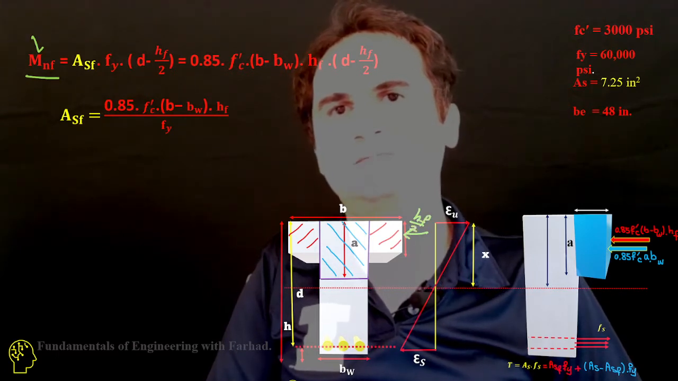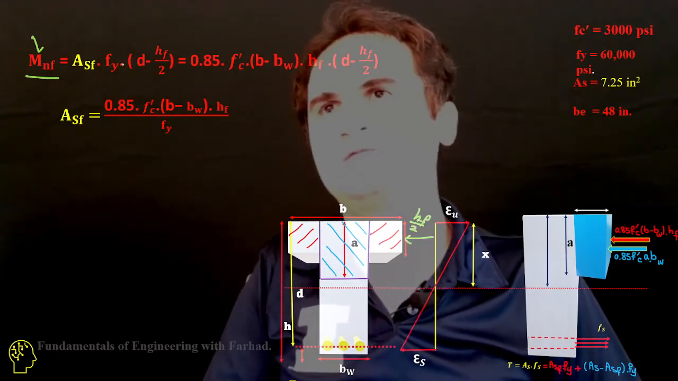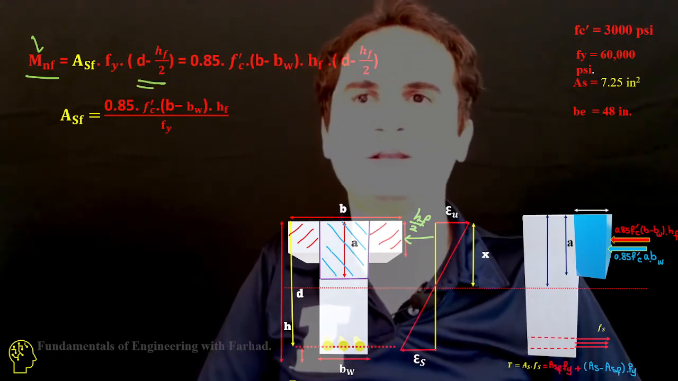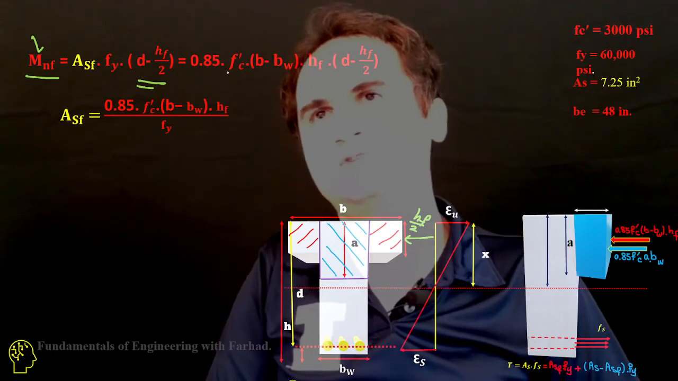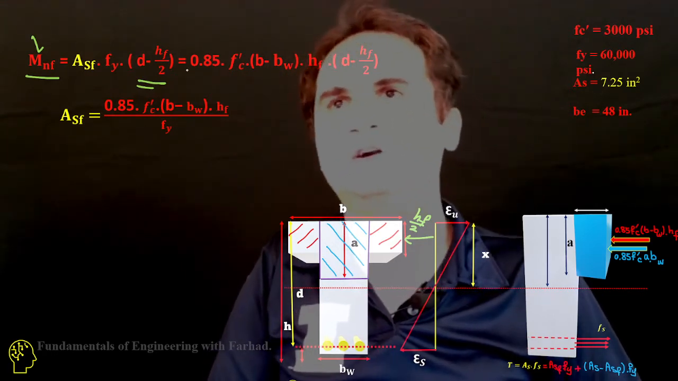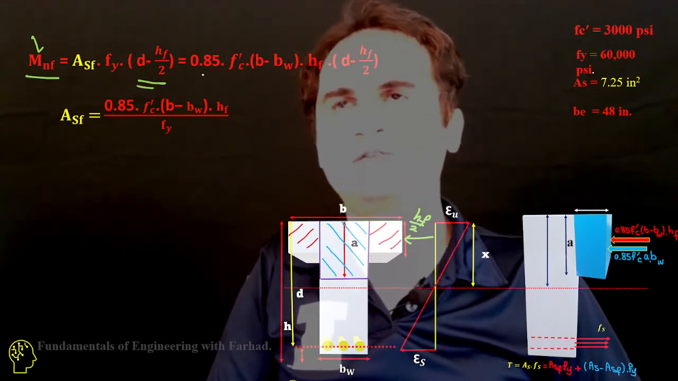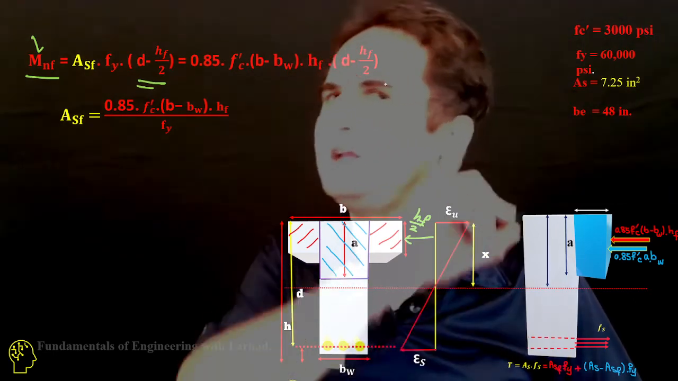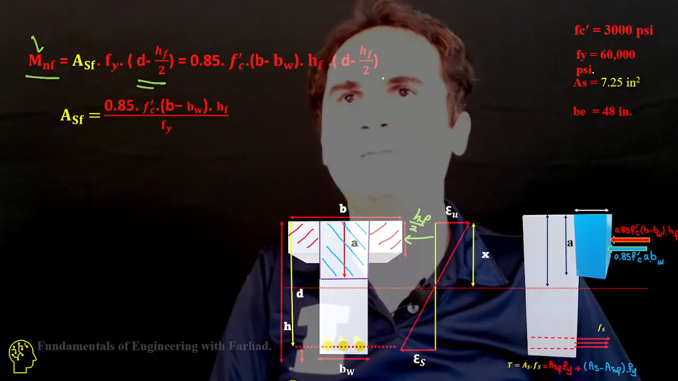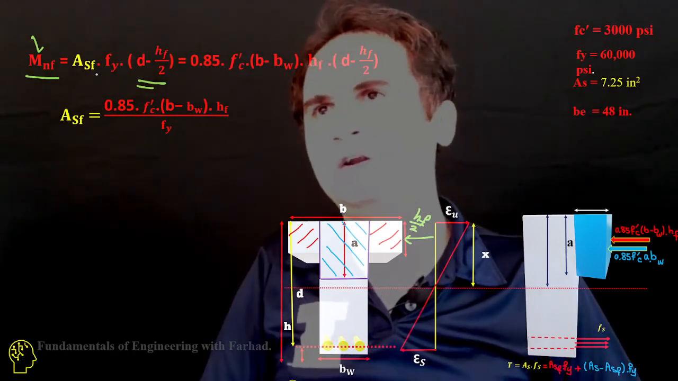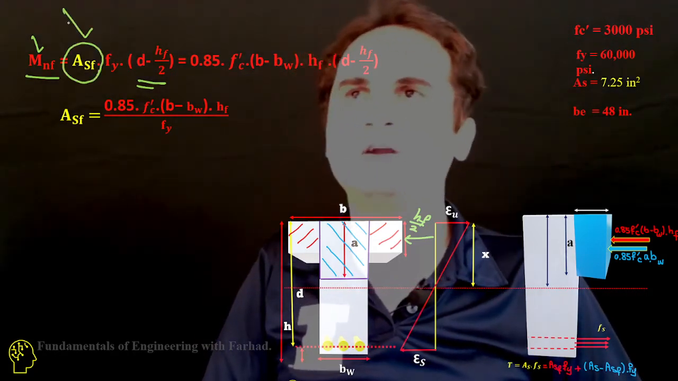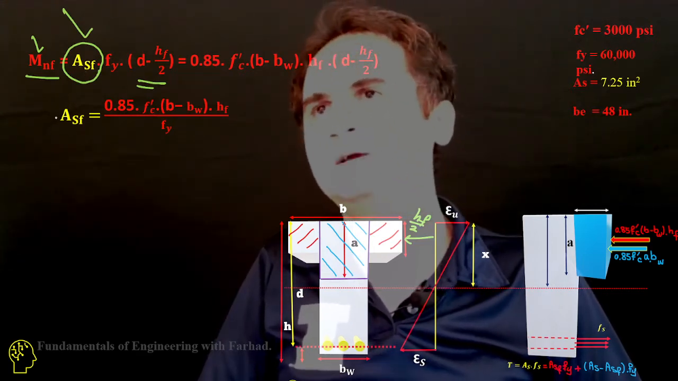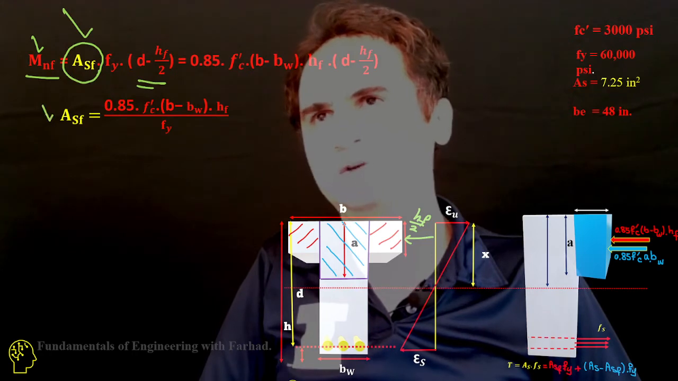That's the location of the resultant force here, and the distance is definitely d minus hf over 2. That's equal to the other part, because the other part is a concrete part, 0.85 f'c times (b minus bw) hf times the same r. The only unknown in this equation is the equivalent area of steel in the flange part of the beam. So if you do so, it just gives you an equation.